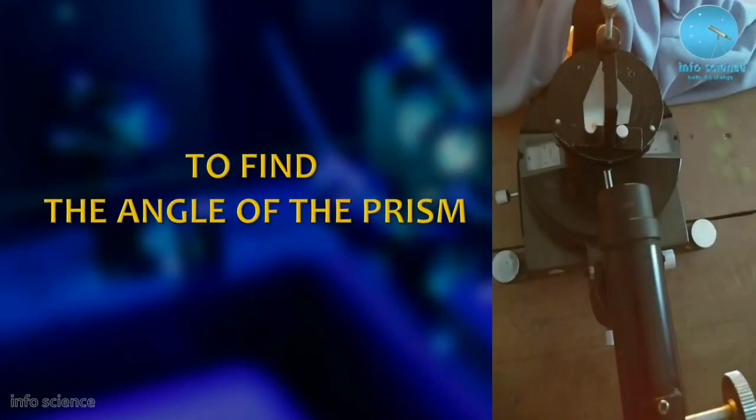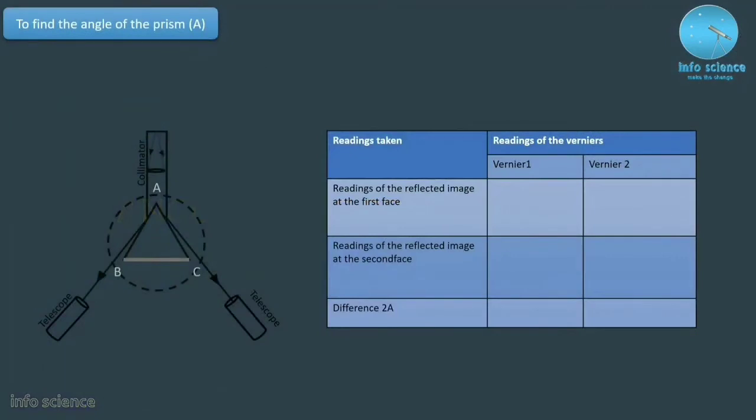Now we are moving to the first procedure, to find the angle of the prism A. For finding the angle of the prism, this is the diagram which we are following. Here the prism has three surfaces: one is a blurred surface and two are reflective surfaces. First we have to take the angle from the AB side, and then we have to take the angle from the AC side. The tabular column is as shown here.